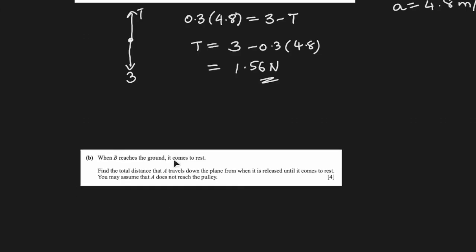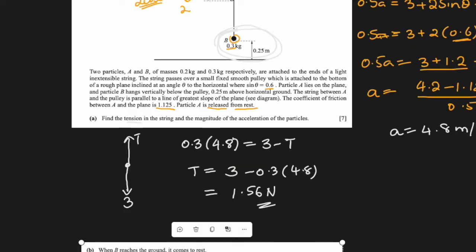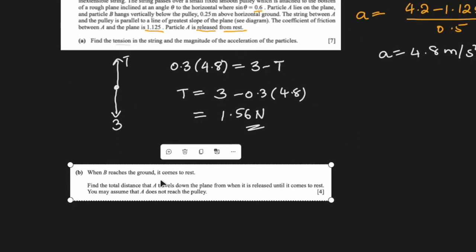Okay, there is B part also, which says when B reaches ground, when B reaches ground means 0.25 meters down, okay, it comes to rest. Wow. Usually it is not, right? It collides with the ground, but they say it comes to rest. That means the force upwards is more than the force downwards, okay.